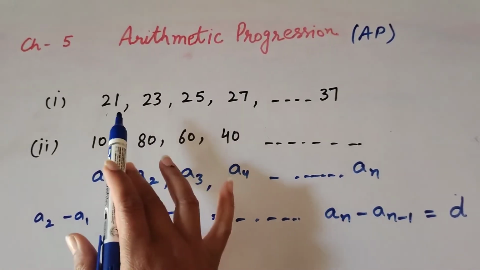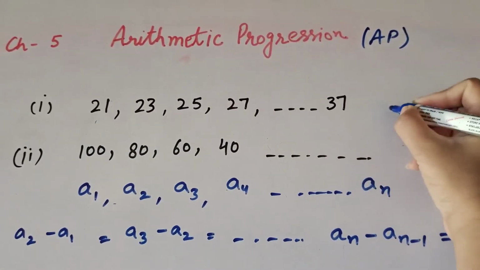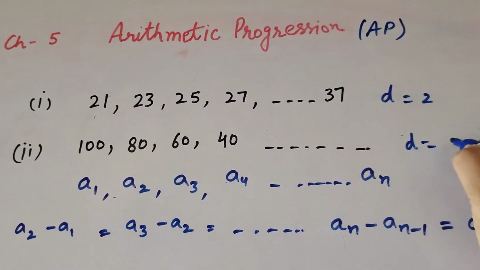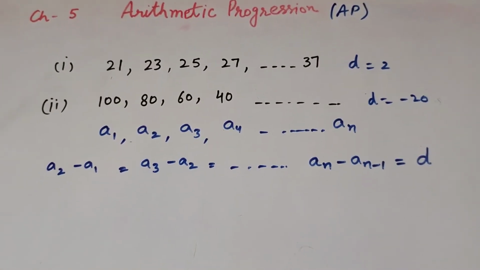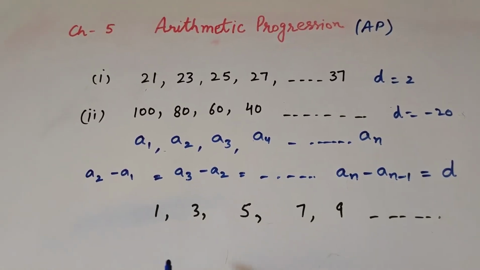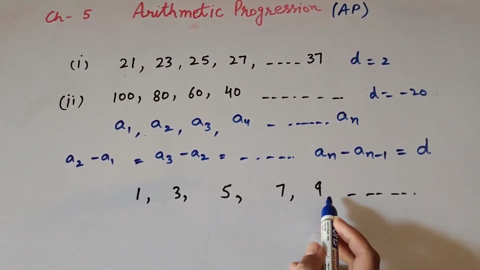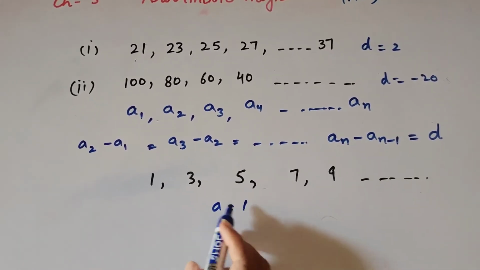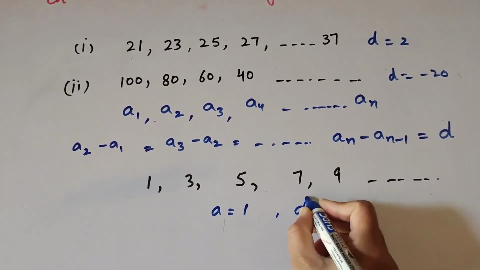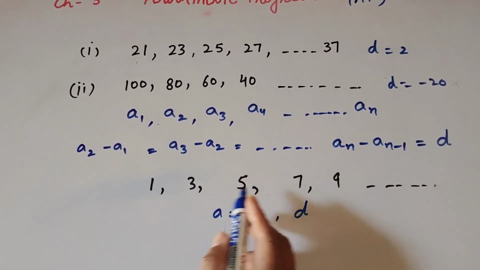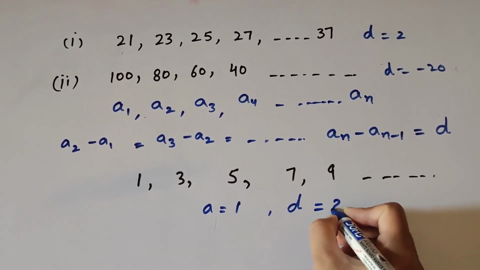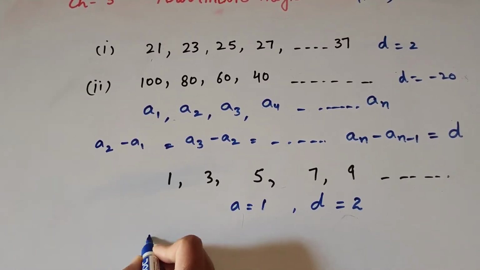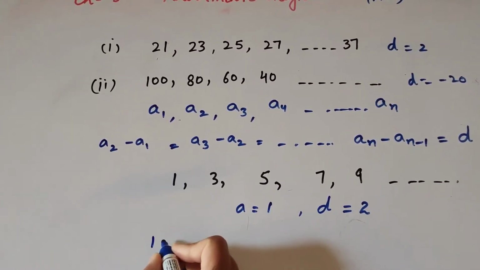So we already discussed these two series. In this series, their difference is equal to 2, and in this series, their difference is equal to minus 20. So difference is the common. Let me take one more example. There is an AP series 1, 3, 5, 7, 9, and so on. In this first term A is equal to 1, and difference D is equal to 3 minus 1, 2; 5 minus 3, 2; 7 minus 5, 2. So difference is 2. It is common. So first term is A, it is 1. Common difference is D, it is equal to 2.